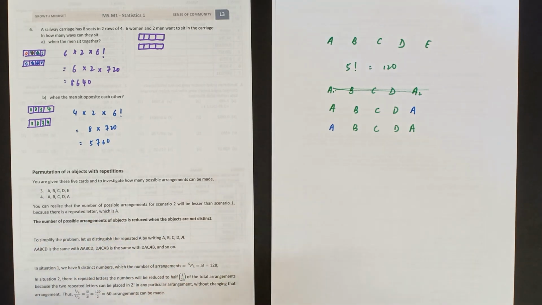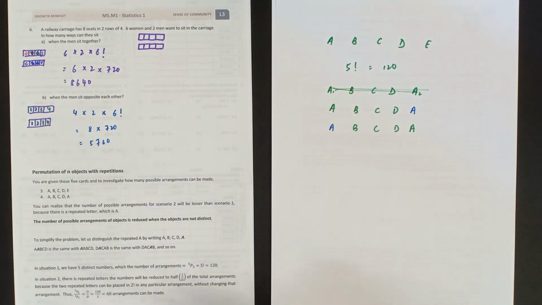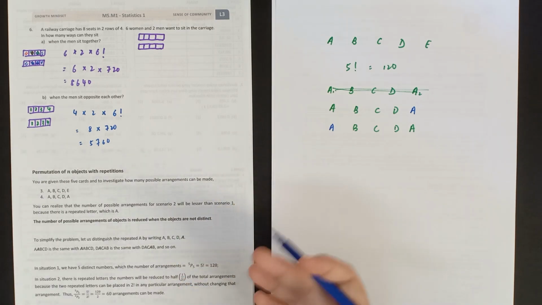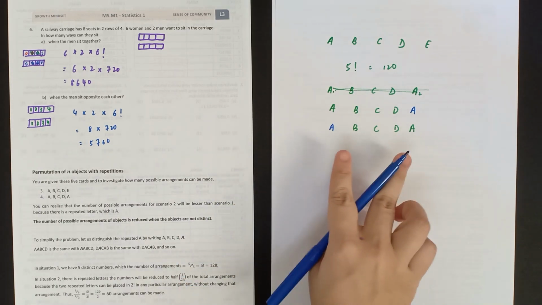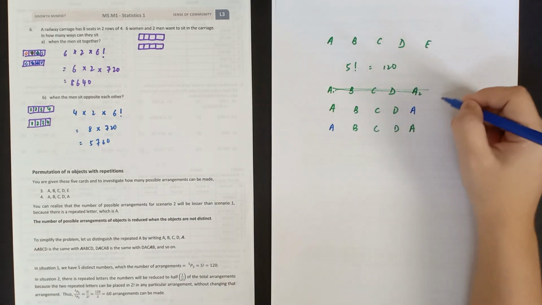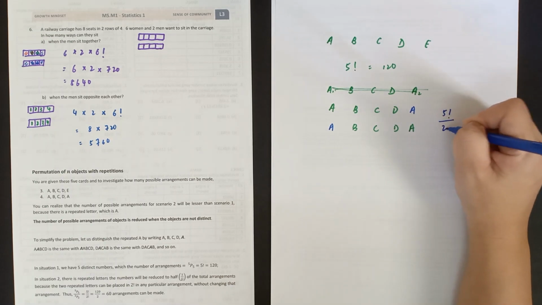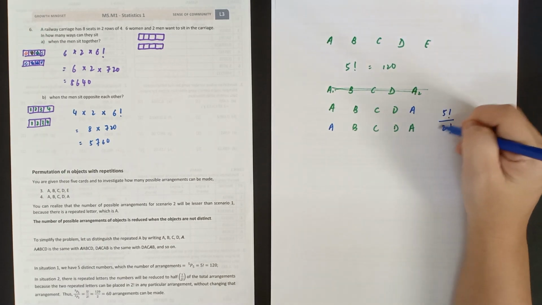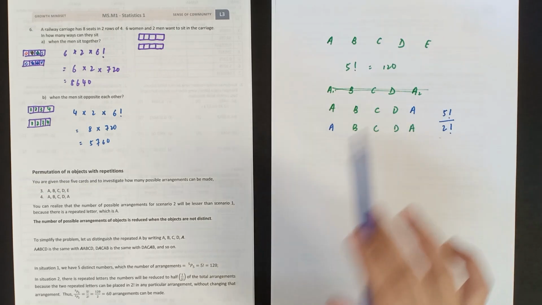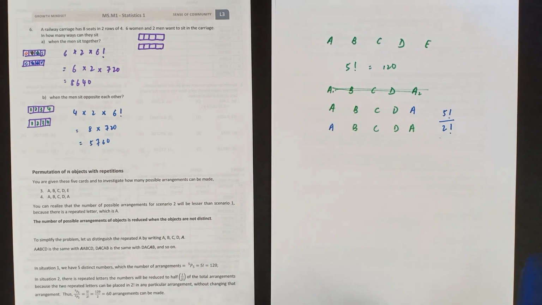So if you have something like this, the number of possible arrangements for your objects is reduced. What is reduced is the chances that they interchange with each other. So when I do 5 factorial for this case, it will be 5 factorial divided by 2 factorial. Why divide by 2 factorial? Because it's the same if I interchange A and A, and the part where A and A interchange is 2 factorial.